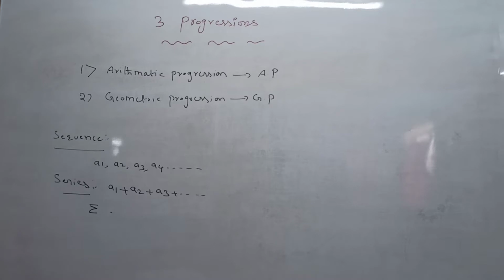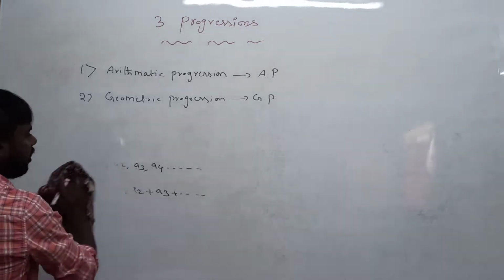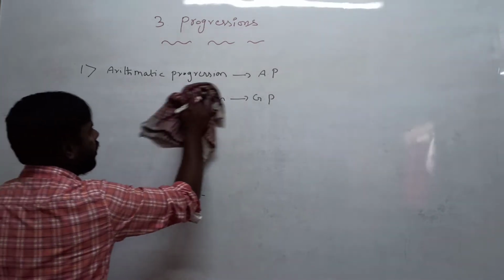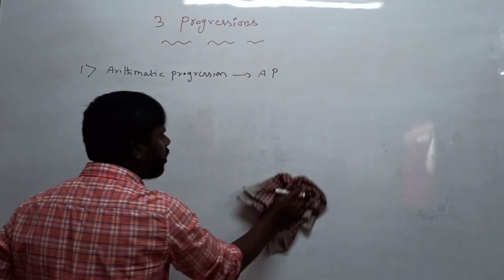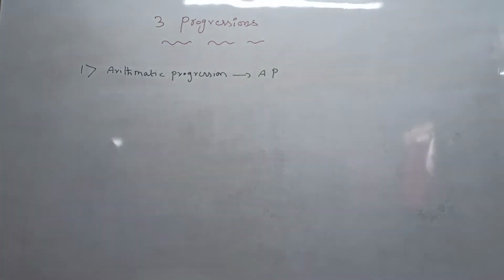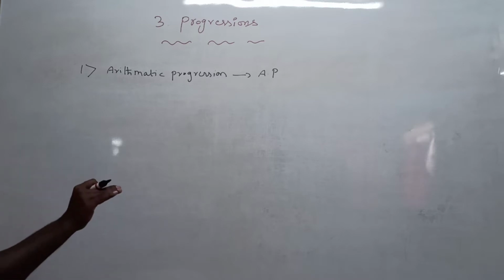Now let us discuss the first topic, arithmetic progression. What is the definition of arithmetic progression? In a sequence of numbers, if the difference between any two consecutive terms is the same, it is called an arithmetic progression, and that difference is the common difference.